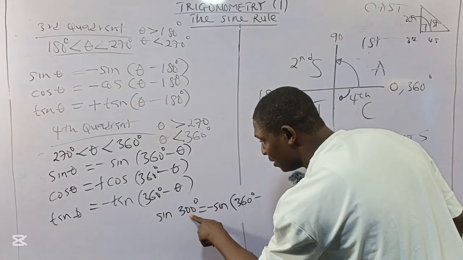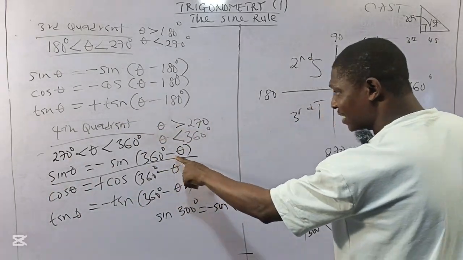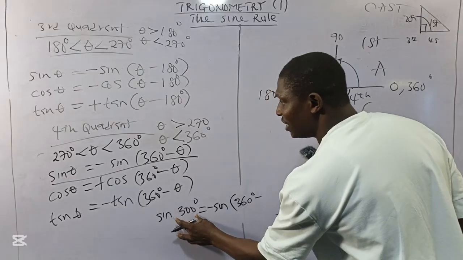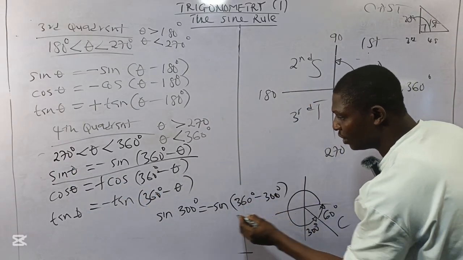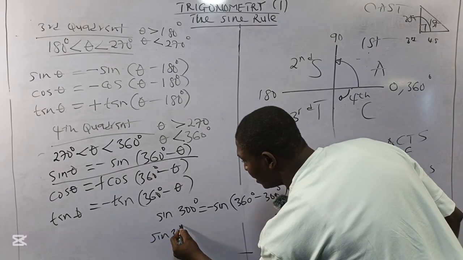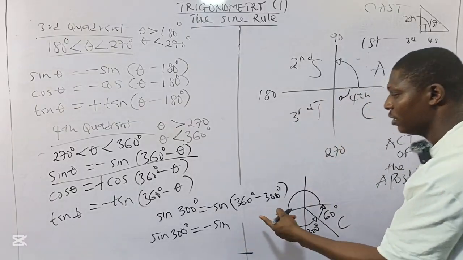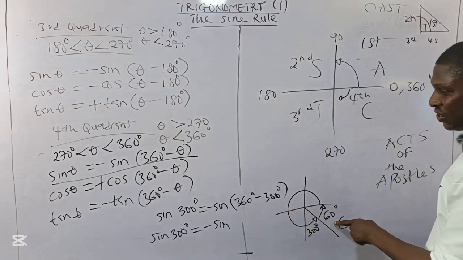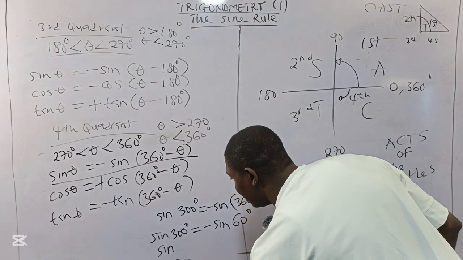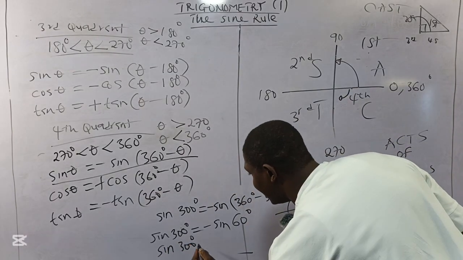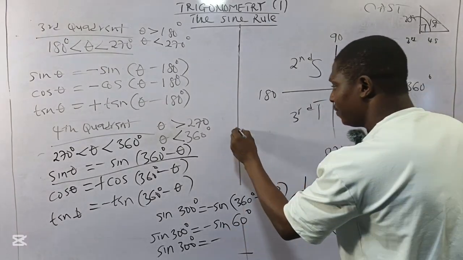My theta here is this. Because if you use this relationship, you have sine theta equals minus sine, open bracket, 360 degrees minus theta. So I'm using 300 degrees to represent my theta. So you see that sine 300 degrees should be equal to minus sine of 360 degrees minus 300 degrees, which will give you your 60 degrees, just like we have here. And sine 300 degrees, therefore, will be equal to minus sine 60.